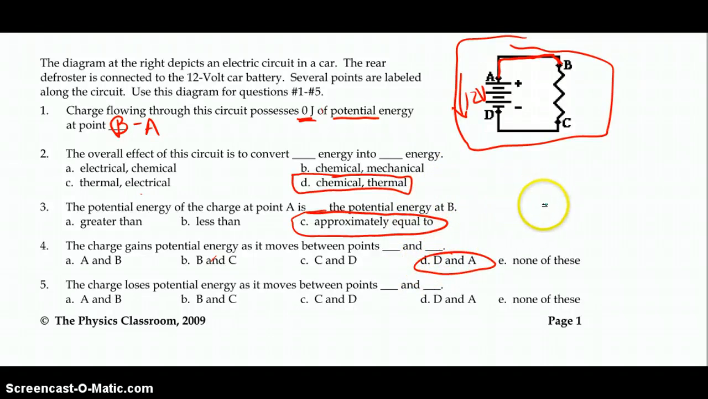And then when we go through something that's in the circuit, in this case the resistor that makes up the defroster, that's where we'll use up or lose the potential energy. So from point B to C. Again, the wires, we will assume that there's no significant loss within the wires themselves.